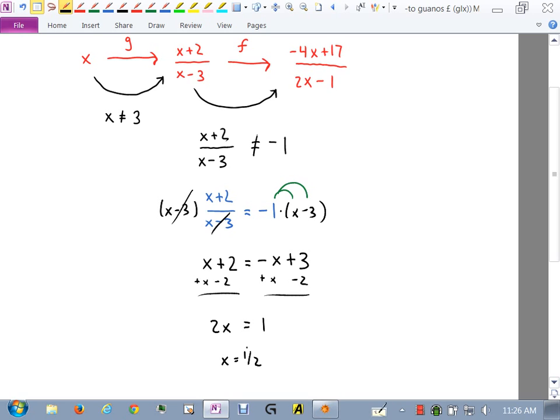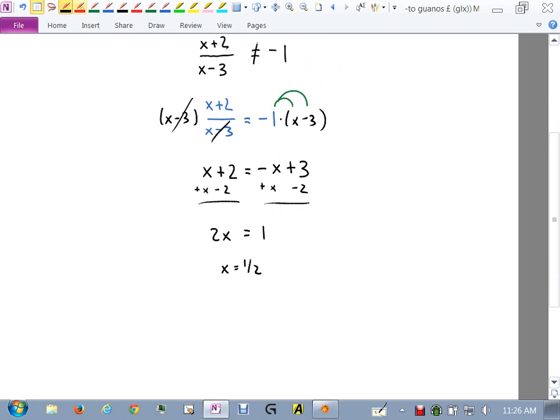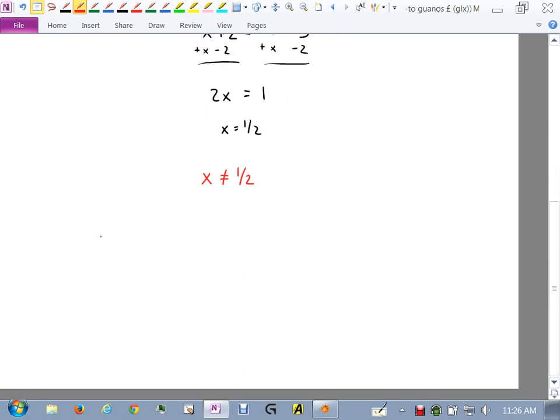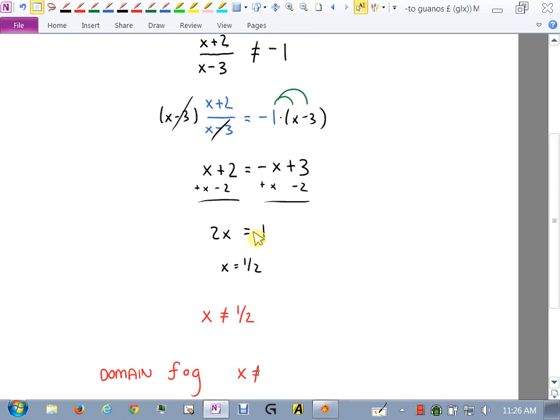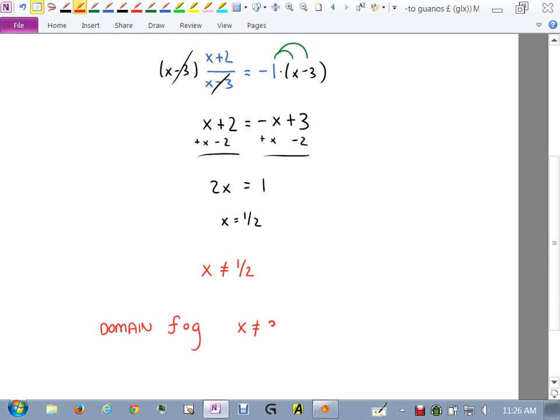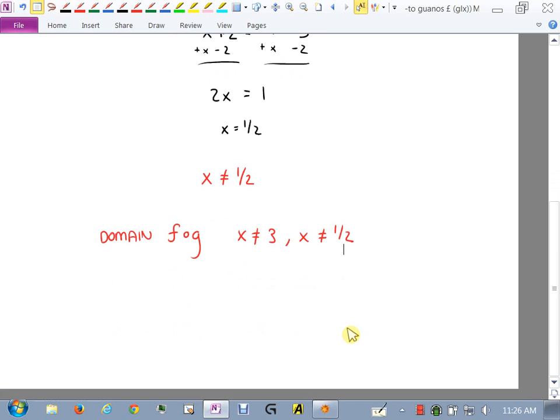And that's what x cannot be, right? That's what x cannot be. So our conclusion here is that x cannot be equal to 1/2. So our domain of that f of g was that x could not be equal to, what was it up here? 3, right? We said it couldn't be 3, and x couldn't be a half. And then we set up our interval notation for this.